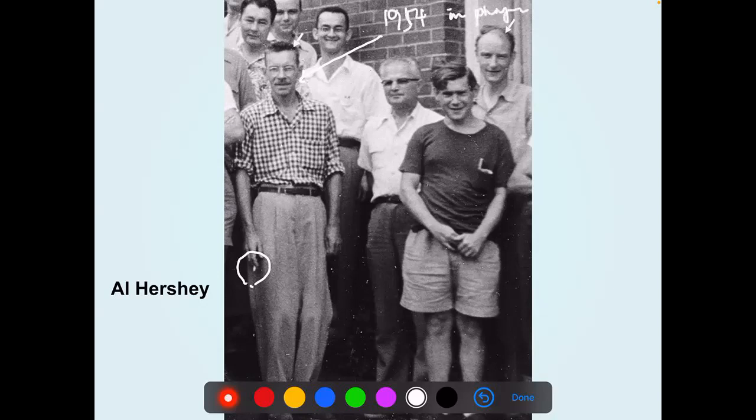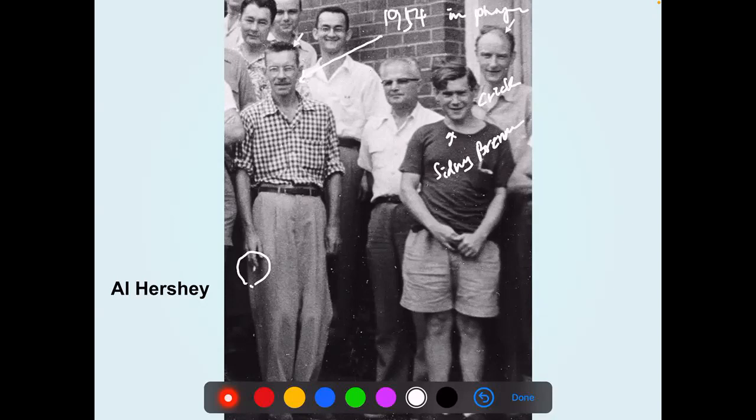Okay, I have one more arrow here. His name is Francis Crick, and this guy is Sydney Brenner, who started the entire field that I studied.